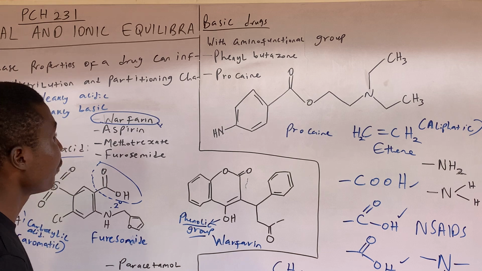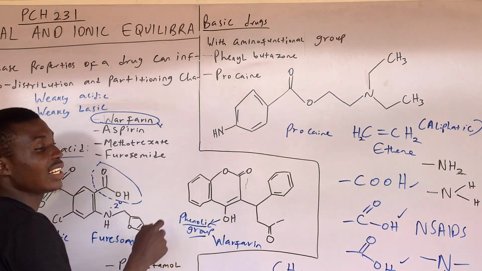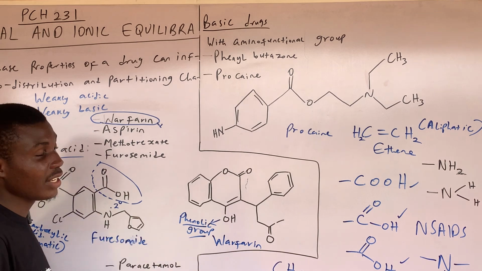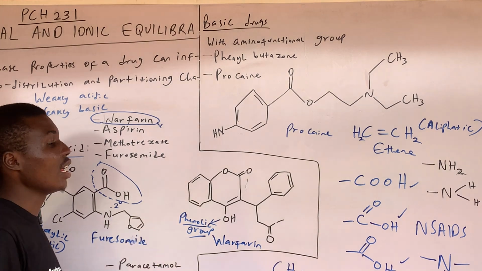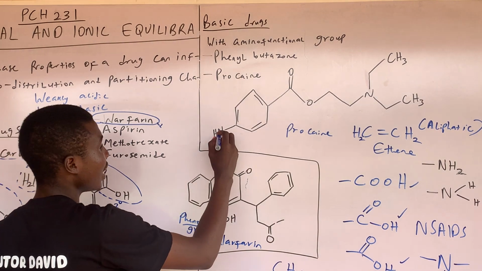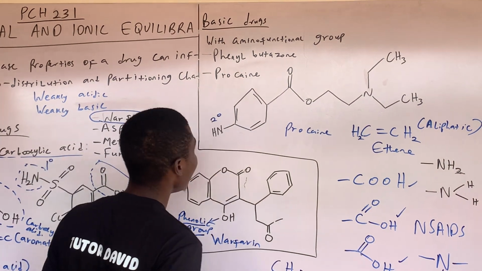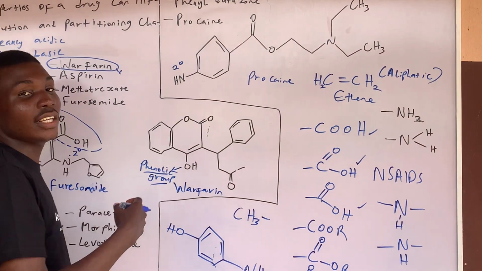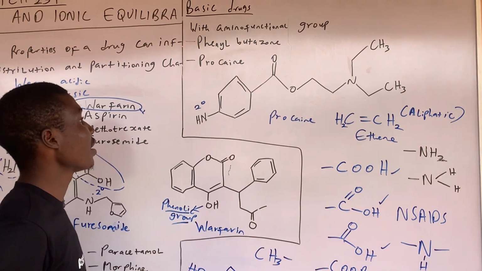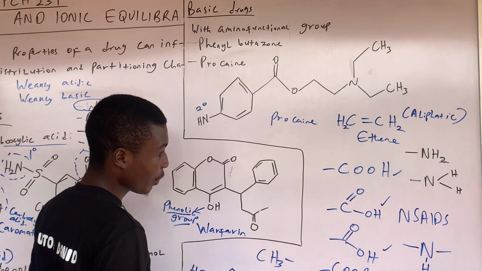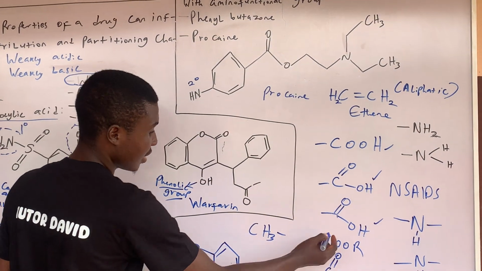So in procaine, what are the functional groups we have here? We have an amine group, not necessarily amino. The amine group we have here is a secondary amine. Then we have the C double bonded C aromatic group. Then in this particular context, we have the ester group. We've already talked about ester.